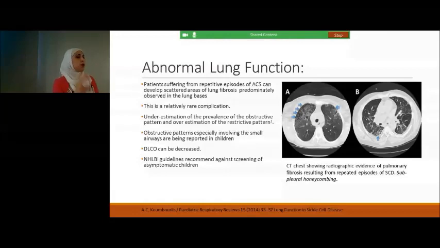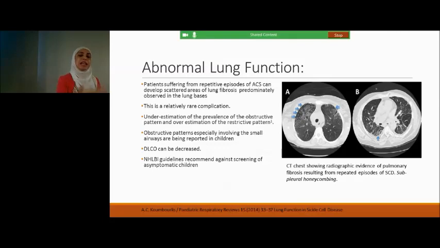So we need to pay more attention to the obstructive pattern, and we need to pay more attention to the DLCO, the diffusion values. But this is a very nice CT scan that shows you the late complications, and you can see the subpleural honeycombing here where the arrows are. This is a sign of pulmonary fibrosis, and over here, more honeycombing.